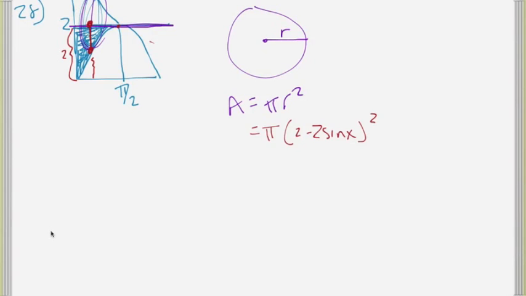So our radius is going to be 2 minus the function. Then to find volume, we integrate. We're going from 0 to pi halves, they said. This would likely be a finite problem. I would bet if you check your answer solution, they didn't.